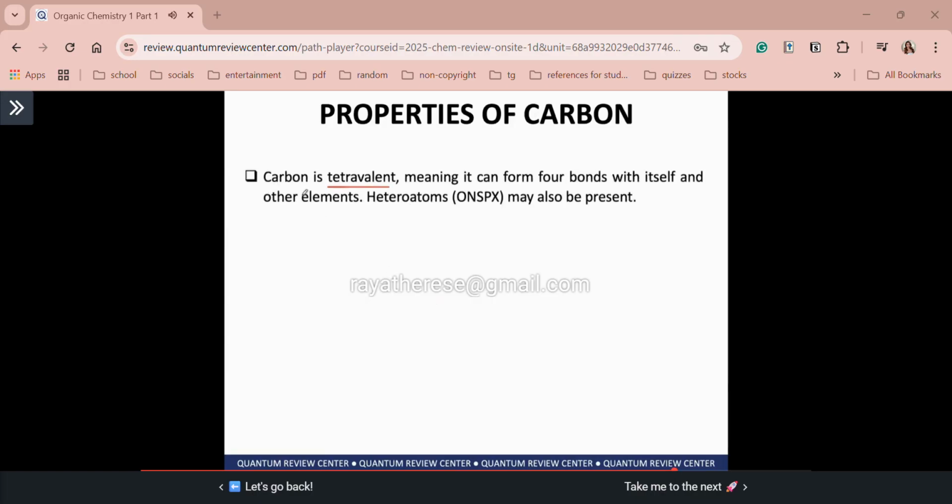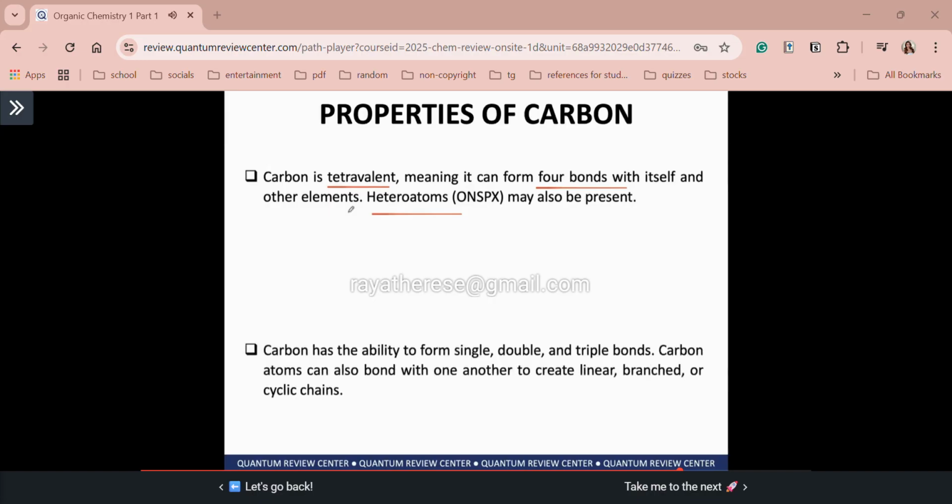So it simply means that it can form 4 bonds with itself and other elements, usually heteroatoms or O, N, S, P, X atoms. Again, class, I will repeatedly emphasize this. Carbon is a strict follower of the octet rule. What's the next property? Class, this one is the ability of carbon to form single, double, and triple bonds within itself, and with your heteroatoms, particularly oxygen and nitrogen atoms. Additionally, carbon atoms can also bond with one another to create linear, branched, or cyclic compounds.